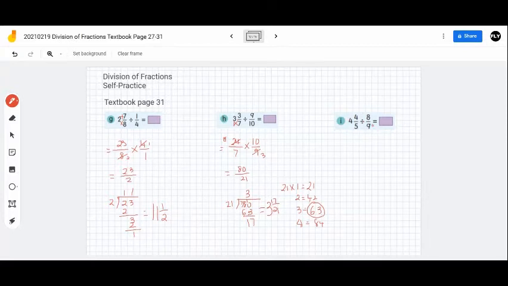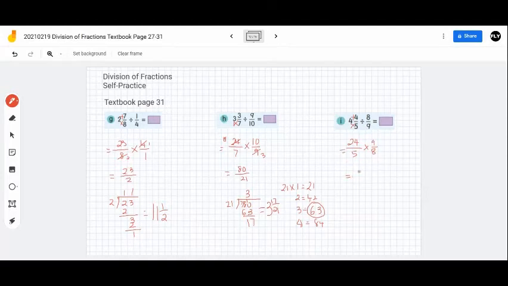Okay, look at I. First thing, this is a mixed number. Change it to an improper fraction. 5 times 4, 20. 20 plus 4, 24. 24 over 5 times 9 over 8.